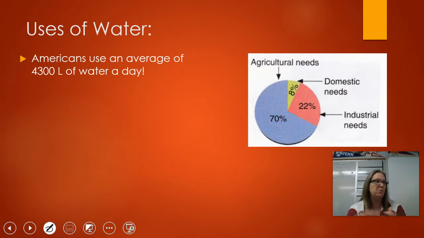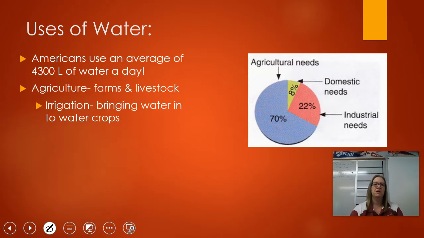Okay, so if you could picture a 2 liter soda bottle, because liters are metric, we kind of talk about gallons, but you're familiar with 2 liter bottles. So that would be 2,150 2 liter bottles of water a day. Okay, crazy. Agriculture is actually the biggest use of water.